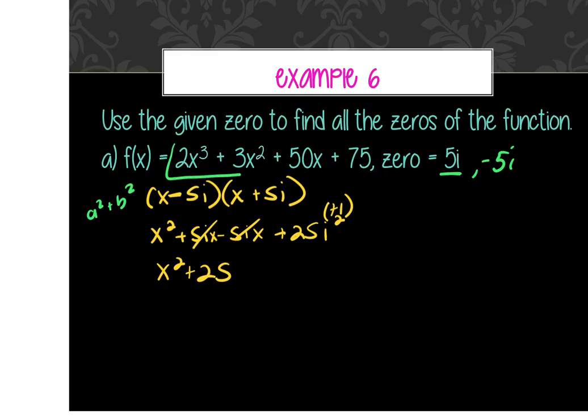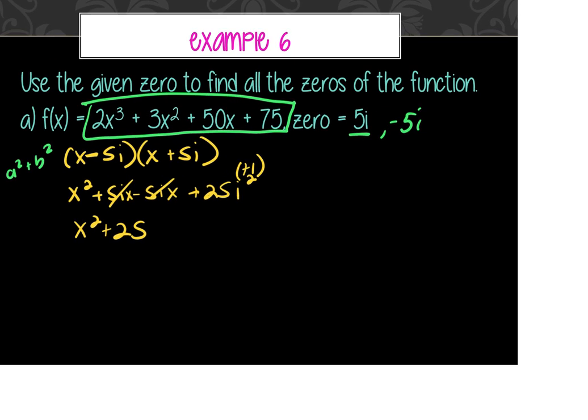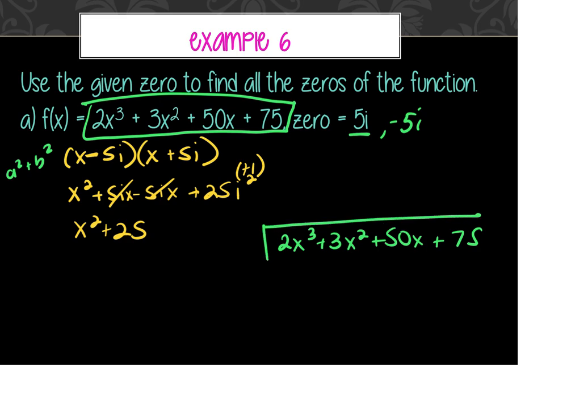So I'm going to take my original cubic one and divide it by what we just found. So 2x to the third plus 3x squared plus 50x plus 75 divided by. Now look what you're dividing by. Do you have all the terms? It's in decreasing degree order, but what's it missing? An x to the first, so I'm going to add in a 0x. So x squared plus 0x plus 25.